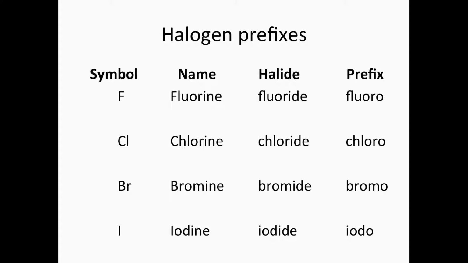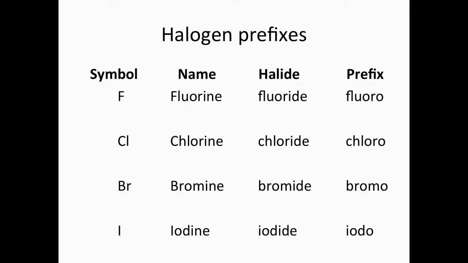Here on this slide, I've included for you the 4 halogens, as well as their names, the name of their halides, as well as the prefixes that we'll use in substitutive naming nomenclature. So fluorine becomes fluoro as a prefix, chlorine becomes chloro as a prefix, bromine becomes bromo, and iodine becomes iodo. Okay. Note, a lot of people misspell fluoro. The U comes before the O, not the opposite way around.